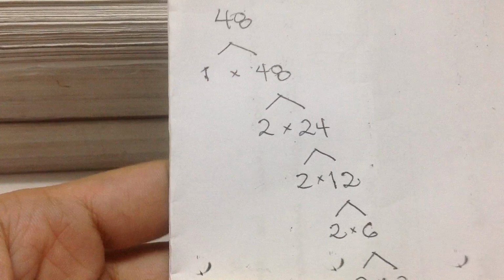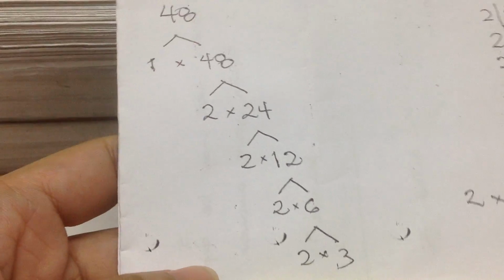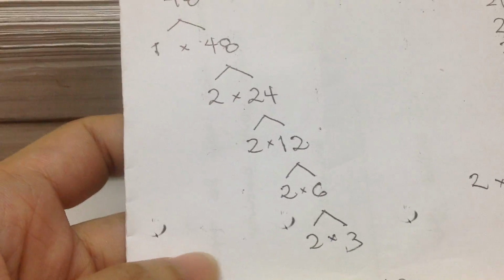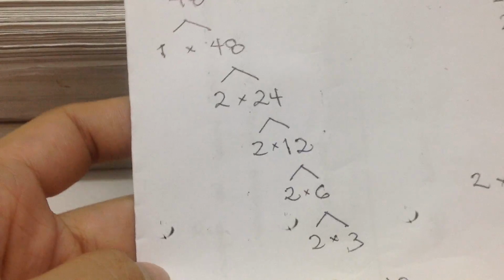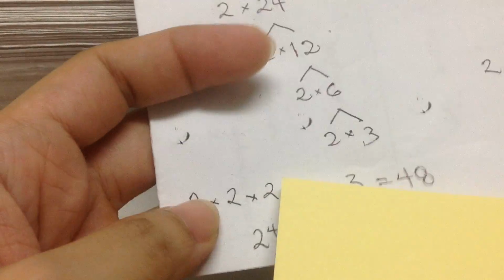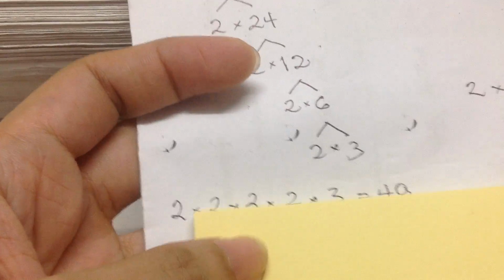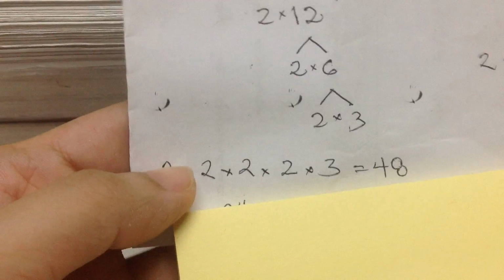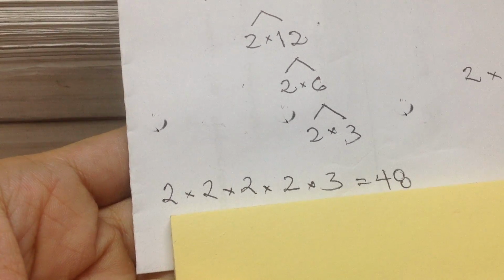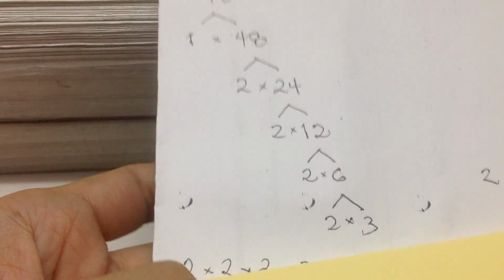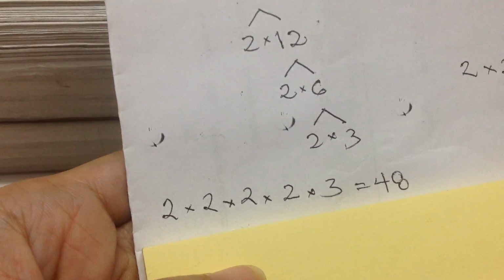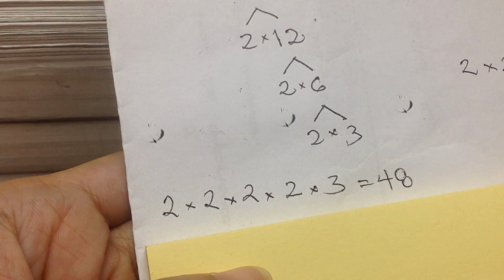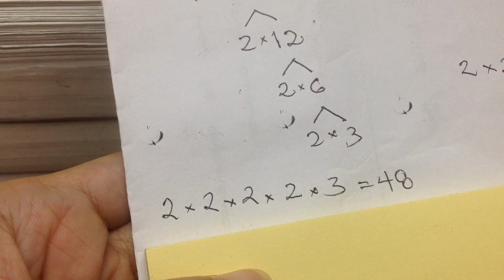Notice that we now have prime factors that can be used to express our 48. So 48, from the factor tree that we are able to come up with, we broke down 48 into 2 times 2 times 2 times 2 times 3.